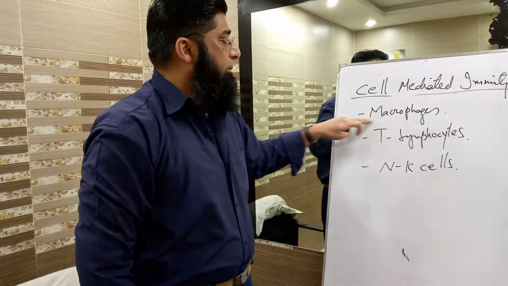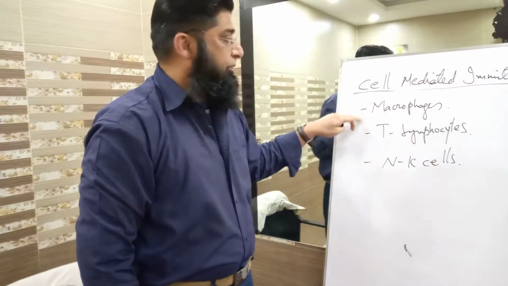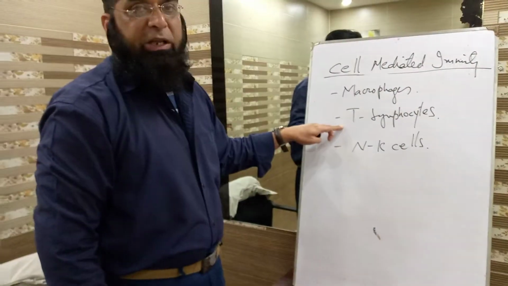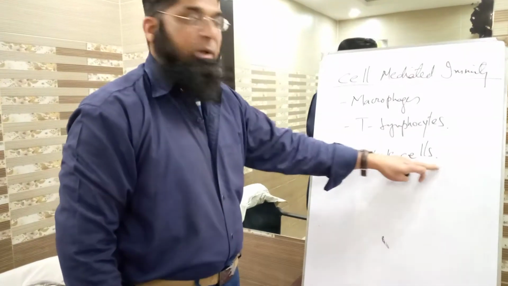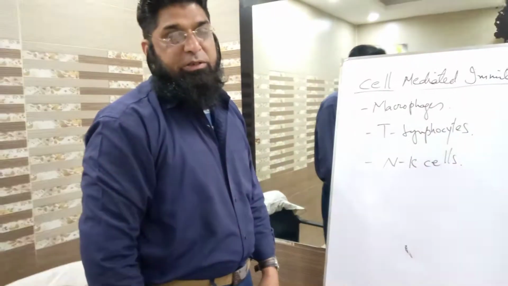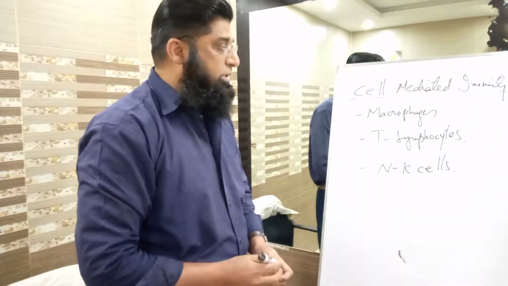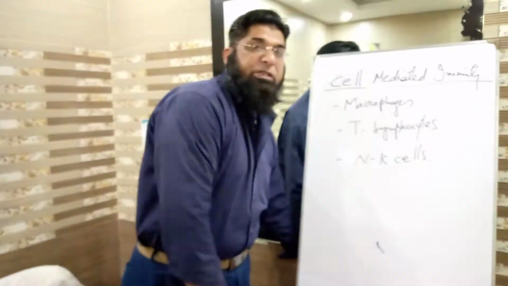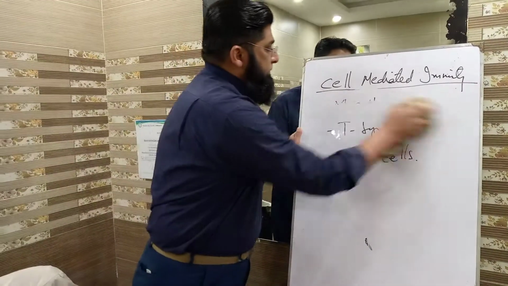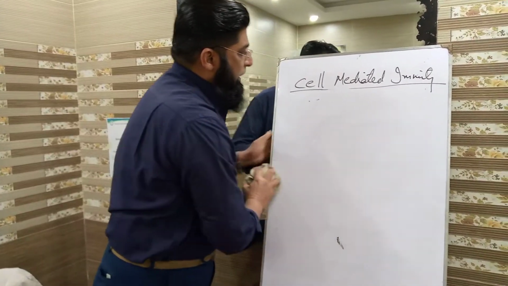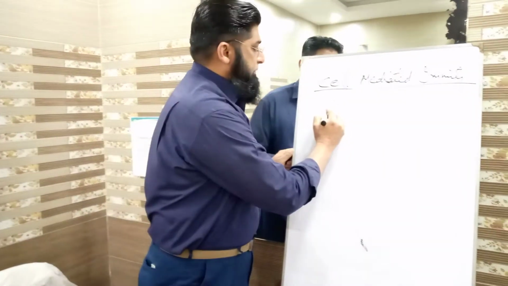I repeat, number one, macrophages. Number two, T lymphocytes. And number three, natural killer cells. Okay students, we will discuss these cells one by one. Now, first of all, we move with macrophages.